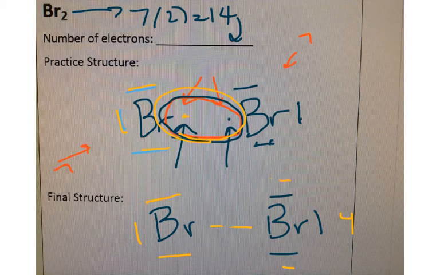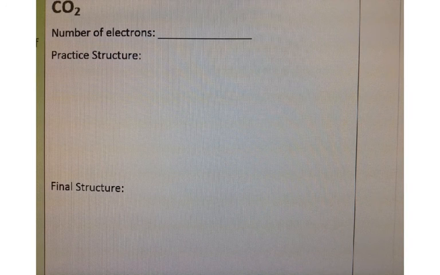And then the next step that you want to do just to check is make sure that you've only used those 14 total electrons. So I'm going to count the total number of electrons. It would either be 14 individual electrons or 7 lines. So I'll count the lines: 1, 2, 3, 4, 5, 6, 7. Because I only used the 14 valence electrons that I had, and everybody has 8, I know that my structure is correct. Now we're going to try a different structure, CO2.